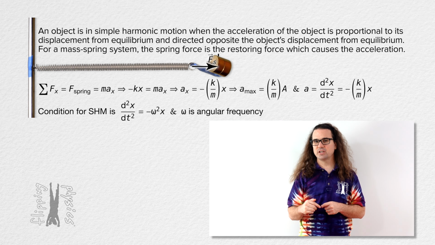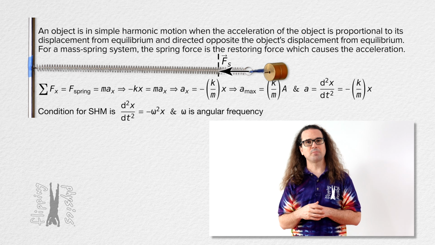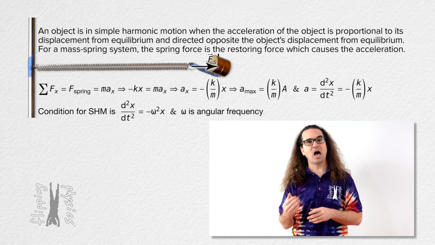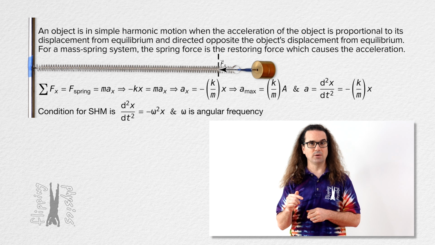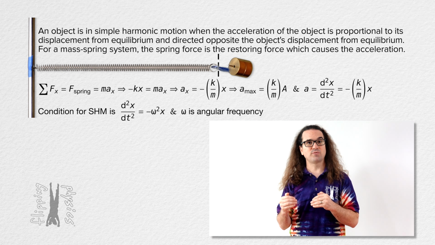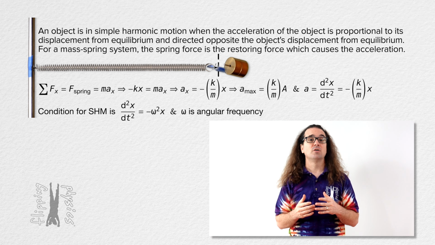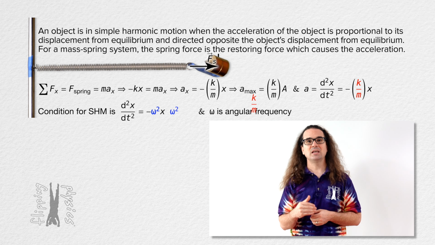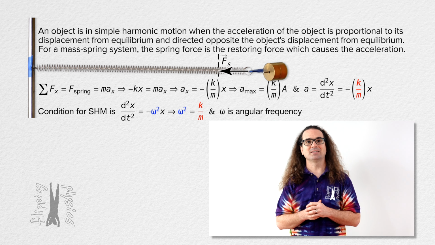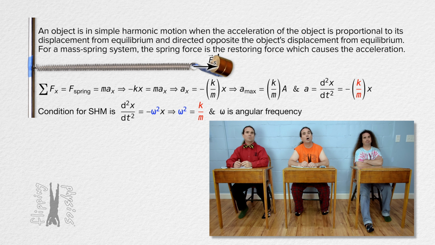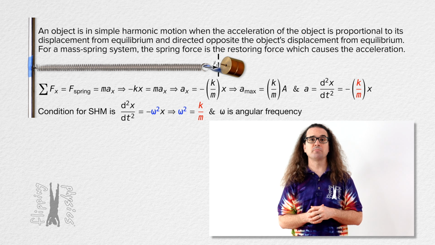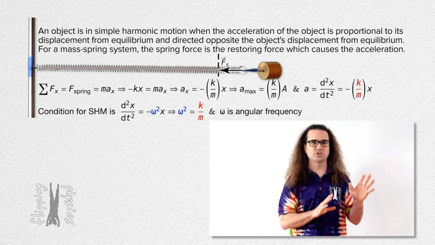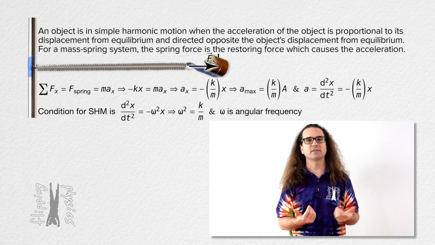Notice the acceleration is proportional to displacement from equilibrium, and the acceleration is directed opposite to the direction of the displacement from equilibrium, which are the conditions for simple harmonic motion. For a mass spring system, you can see that the square of the angular frequency equals spring constant over mass. Mr. P? Yes, Billy? Why is the square of angular frequency in the equation and not just angular frequency? That is a fair question, Billy. I will show why that is in just a bit. We're not quite there yet.